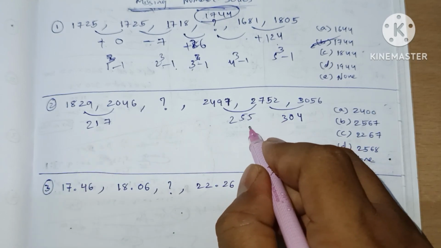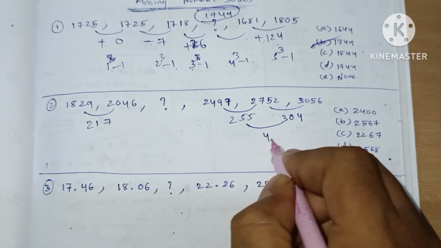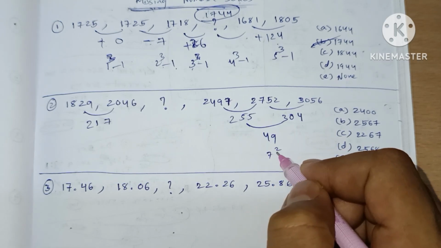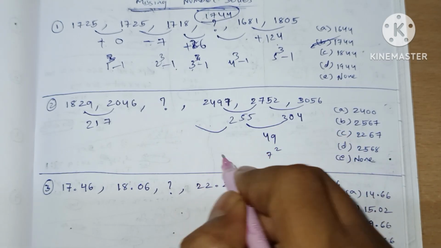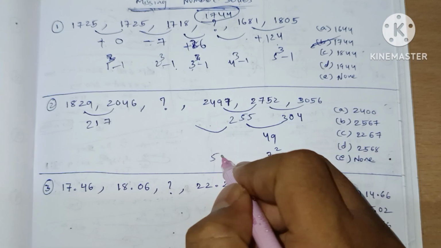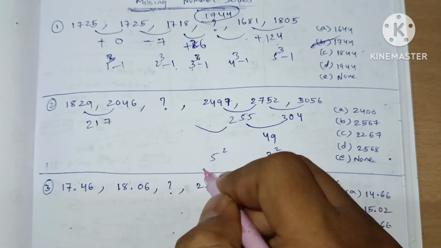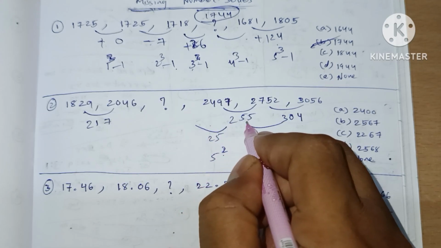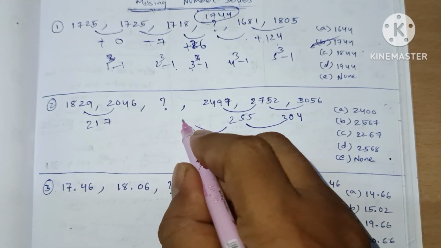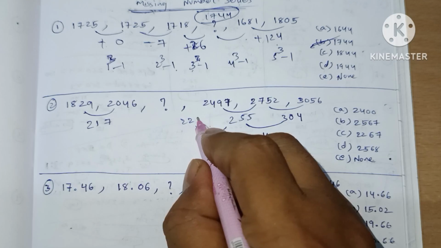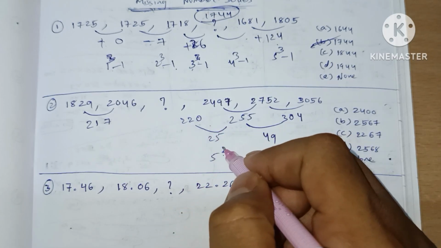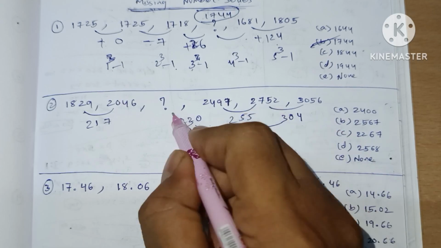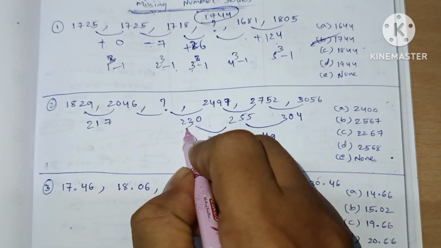We don't understand. Let's go with the further difference. Here the difference is 49, which is 7 square. So let's take a decreasing order of prime numbers, odd numbers. 5 square, which will be 25. So 225 minus 25 will be 220. 230. 230 plus 25 will be 255. So the difference between these two is 230.